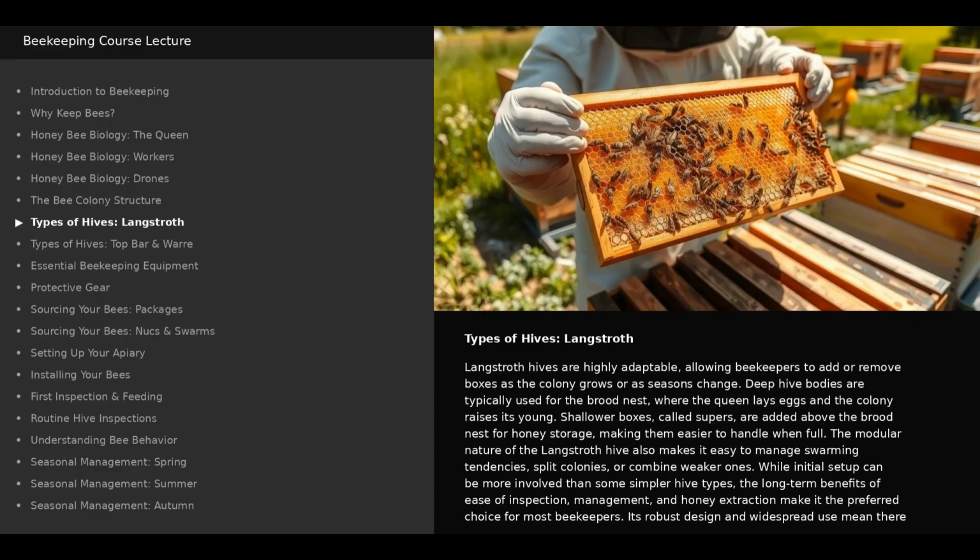While initial setup can be more involved than some simpler hive types, the long-term benefits of ease of inspection, management, and honey extraction make it the preferred choice for most beekeepers. Its robust design and widespread use mean there is ample support, equipment, and educational resources available for Langstroth hive users.